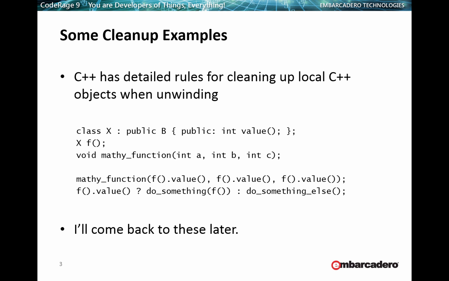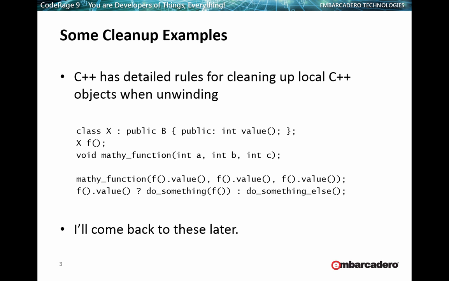So I'm going to get a little bit into the details of cleanup semantics here. In C++, if you declare local objects inside a function, and those objects have destructors, then they have to be cleaned up in the event of an exception. And so I'm going to give a couple of the more esoteric examples.